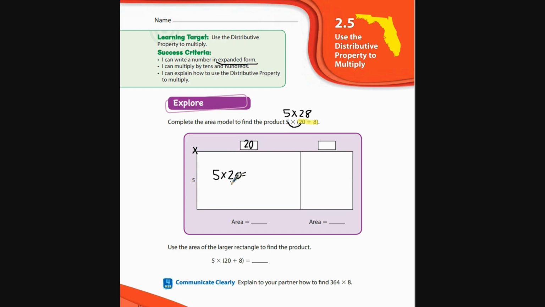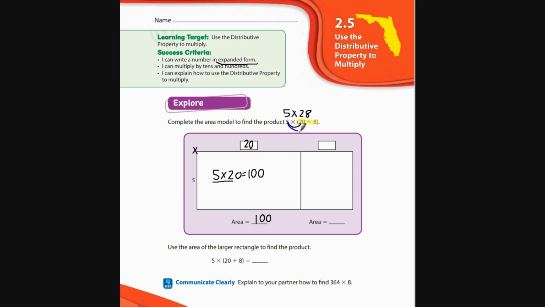Remember our other lesson that I said you need to look for the basic fact. The basic fact is 5 times 2, which is 10, and I add a 0. So 5 times 20 is 100. So this area model is 100, but I'm not done. Now I'm going to look for the second one.